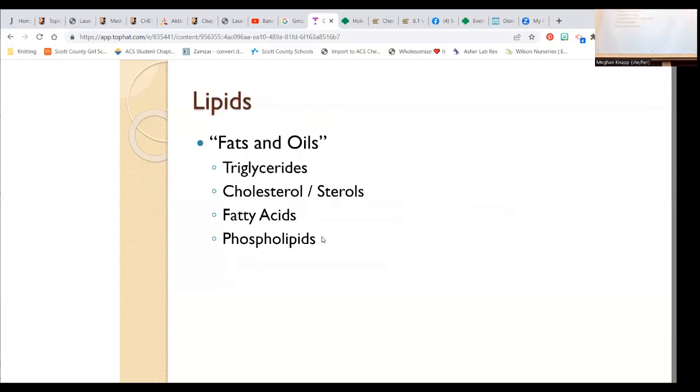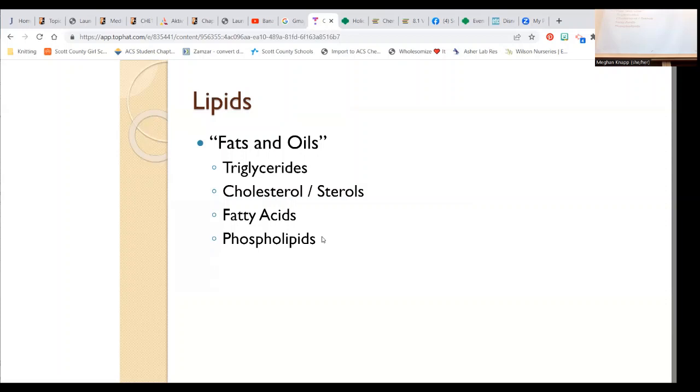Lipids are what we call fats and oils. And there are kind of four areas that we will focus on. So triglycerides are normally what we think of as fats and oils. When you get coconut oil or vegetable oil, or you see fat on a piece of ham or a piece of beef, that's what that is: triglycerides.